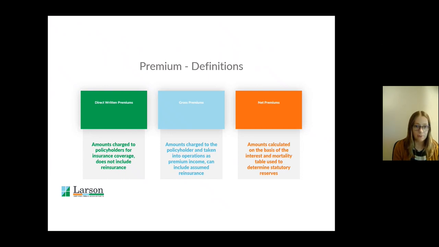Next is gross premium. So these amounts are charged to the policyholder and taken into operations as premium income, and they can include assumed reinsurance, which we'll go over later. Next is net premium, amounts calculated on the basis of interest and mortality table used to determine statutory reserves. So net premiums is how they determine those liabilities for future claim payments or those obligations for future claim payments. And because of that, they have a big impact on how premiums are recorded for a life insurance company to match those reserves with those net premiums.